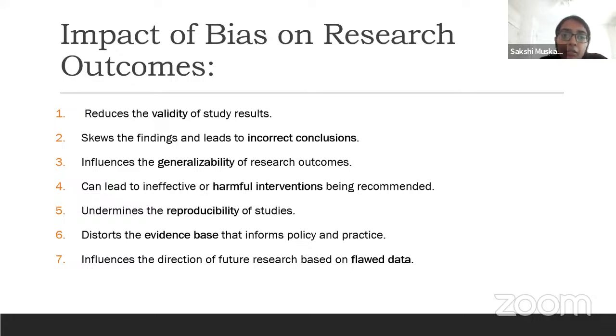Thirdly, it will influence the generalizability of research outcomes. Generalizability is just another term for external validity, as I mentioned earlier. Fourth, it will lead to ineffective or harmful interventions being recommended. Fifth, it will undermine the reproducibility of studies. Sixth, it distorts the evidence base that informs policy and practice. And the final point is it influences the direction of future research based on flawed data.